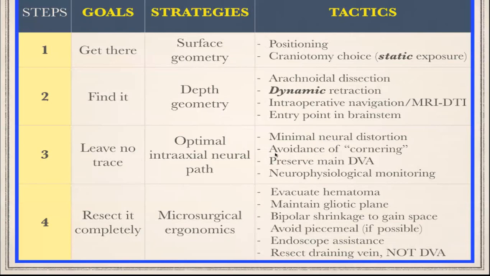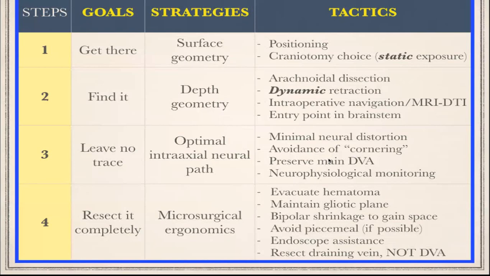Now you're ready to go to step 3. So once you're there, well, how are we going to create safety? Minimal neural distortion. You want to avoid this idea of what I call cornering, meaning if the lesion is not directly in your axis of view, you will tend to push on eloquent tissue to go around the corner. That's why you have to have step 1 and step 2, making it ready for you in step 3 not to corner.